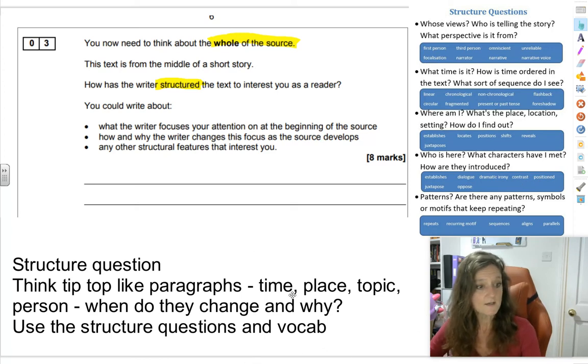Okay, so there's your tips. Really, really simply, just remember tip-top. Use the bullet points. If you're taking your revision very, very seriously, take this and learn it off by heart.